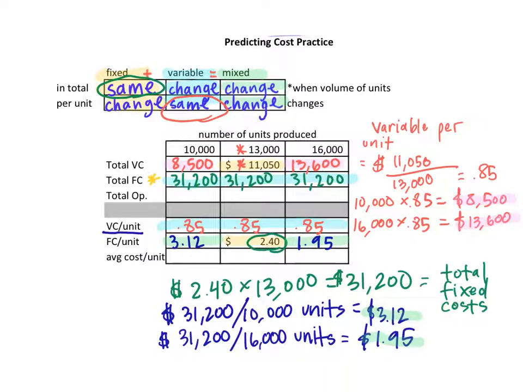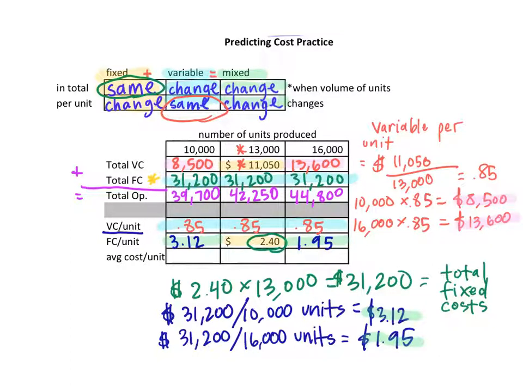Now we are ready to calculate the last row in each of our sections. First, let's do total operating costs. Total operating costs is the combination of variable costs and fixed costs, which makes it a mixed cost. So to calculate it, we'll just take the total variable costs and the total fixed costs in our column and add them together. Now let's look at our bottom section and calculate the average cost per unit.